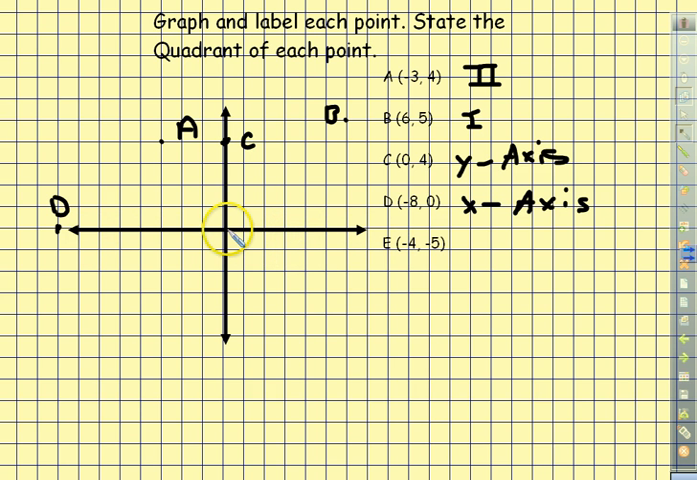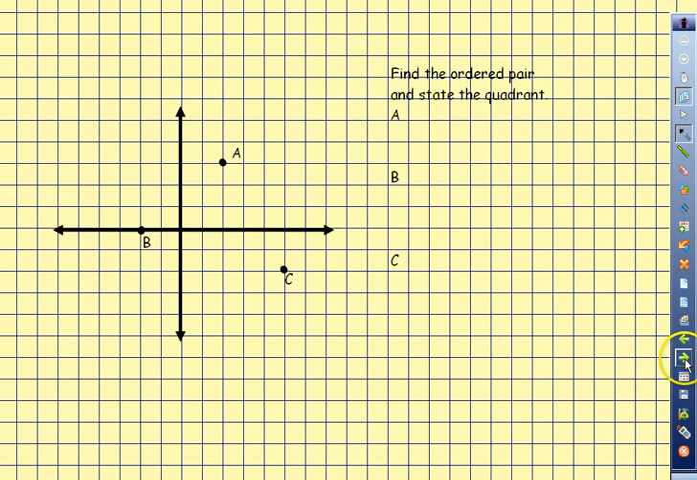Now letter E, we're going to try -4. So we're going to move to the left 1, 2, 3, 4 for negatives, and then down 5. 1, 2, 3, 4, 5. There's my point E. And that would be my quadrant 3. Okay? Questions on that, please write them down and we'll discuss them tomorrow.